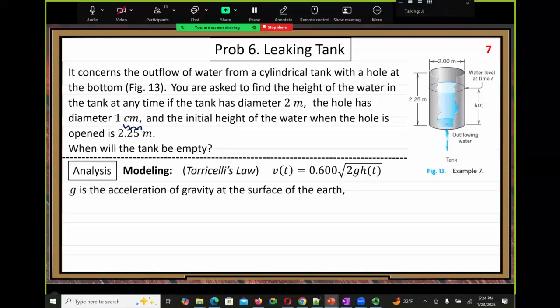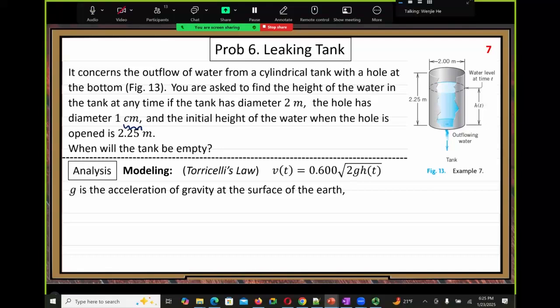Question: is that 0.6 always going to be 0.6? Yes, always 0.6. If you apply Torricelli's law, it is always 0.6. If you ask me why 0.6, it comes from scientific experiment.